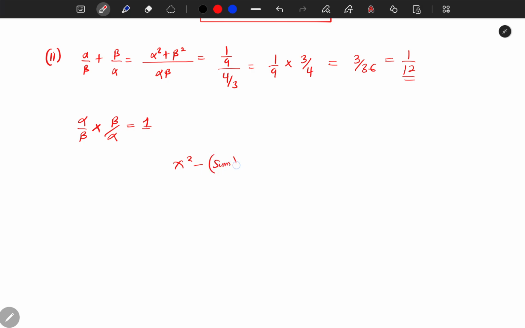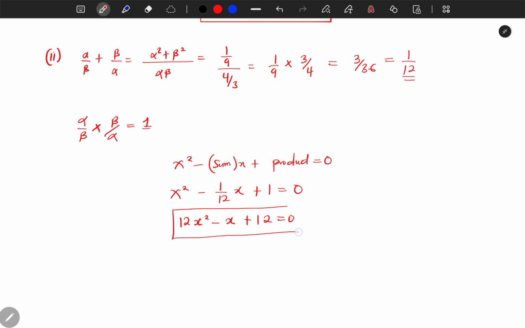And we know the equation is in this form: x squared minus sum x plus product, and that one is equal to 0. So our sum is 1 over 12, so minus 1 over 12 x, and our product is 1, equal to 0. And of course, we can make the 12 come this side by just multiplying throughout by 12, to give us 12x squared minus x plus 12 equal to 0 as our final answer.